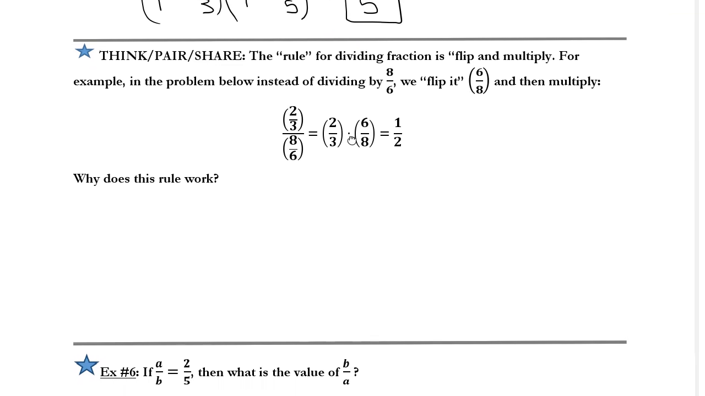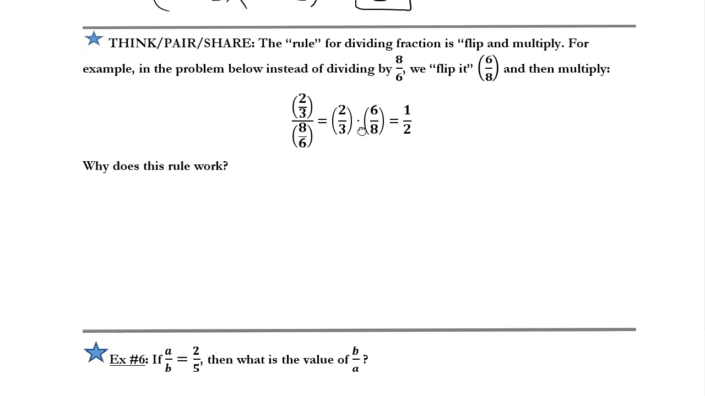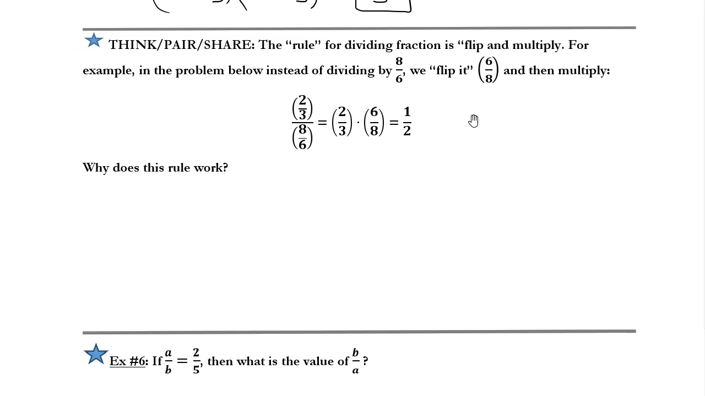So the think, pair, share here is asking us to take a look at this rule for dividing fractions that I'm sure we've memorized, or we may have memorized. So we flip and multiply, right? That's how we divide fractions. If I have 2/3 divided by 8/6, I keep the 2/3, I flip the other one around so it's 6/8, and I multiply across and simplify, and I end up with my answer. So this is definitely a rule. It is something that we can memorize and use, and it will always work.